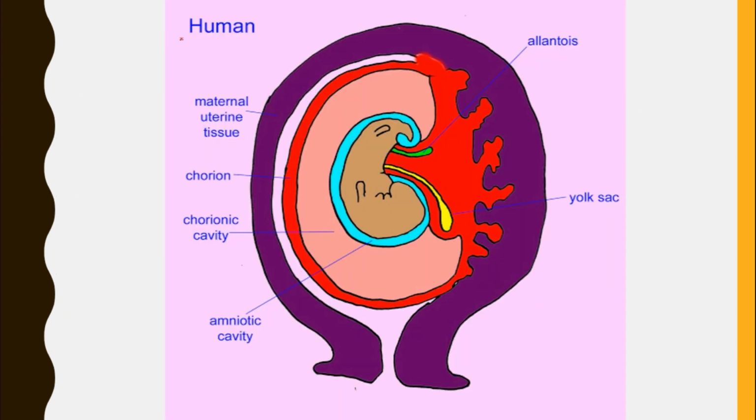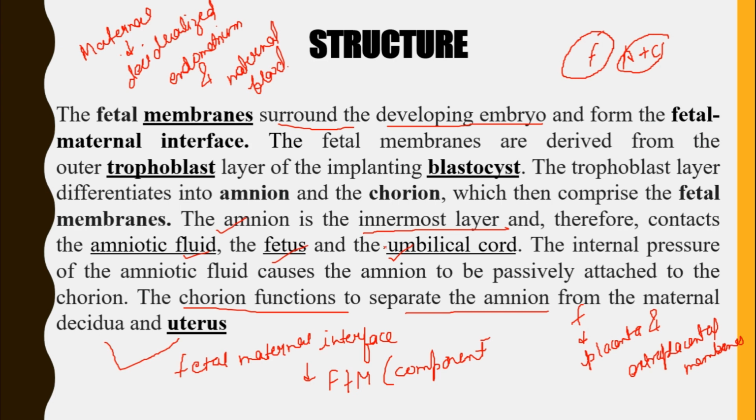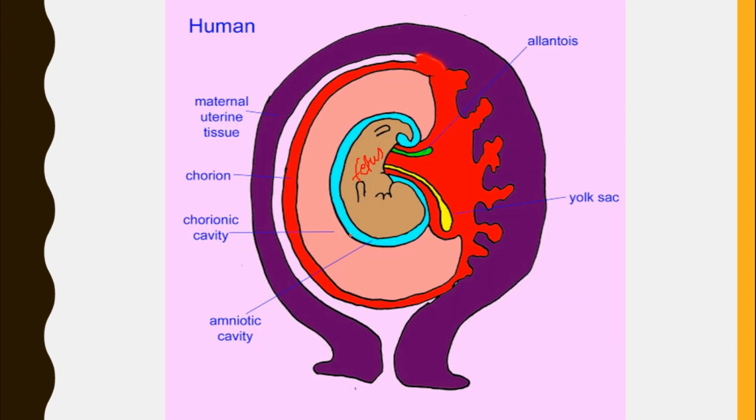Okay, so this is the structure. Here you can see this is the amniotic cavity, this is the fetus. You can see here, and this is the amniotic cavity here. The inner layer will be amnion. As we have seen here, the amnion is the innermost layer. This is the chorionic cavity, and the chorion is the outer layer.